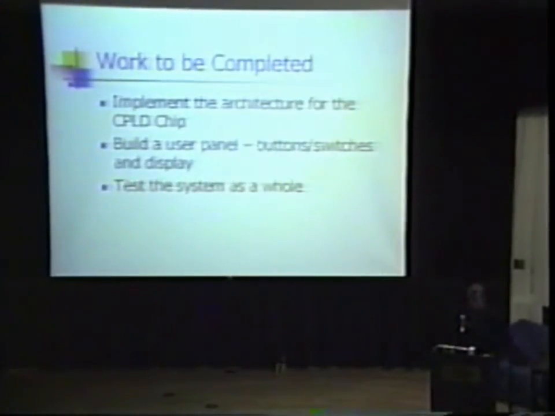Work that should be completed in the future: the main one would be the implementation of the architecture that I came up with. This would be the hardest of the three. The next would be to build a user panel. This should be very easy. It could be done with either a breadboard or a perf board and some switches up in the labs. And finally, testing the whole system. Obviously, this wasn't completed since a user panel or the architecture was never implemented.